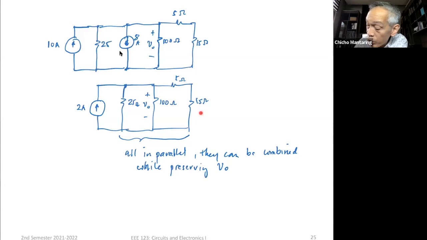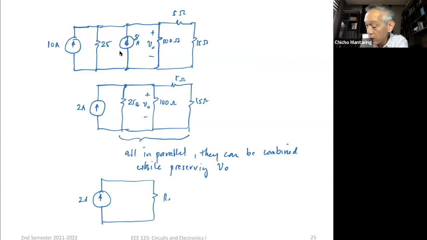So kahit na i-combine ko itong tatlong to, hindi mawawala yung V sub O, which is remember what you should be very careful about whenever you do circuit simplification. Pag nag-circuit simplification ka, dapat hindi mawala yung variable na hinahanap mo. No? But that's okay kasi pag kinombine mo itong tatlong to, nandun pa rin yung V sub O. You're preserving the terminals across which V sub O is being measured. No? So you can combine all of those three. No? So in effect, magkakaroon ka ng 2 ampere source dito, you're going to have one equivalent resistance, and that's still going to be V sub O.